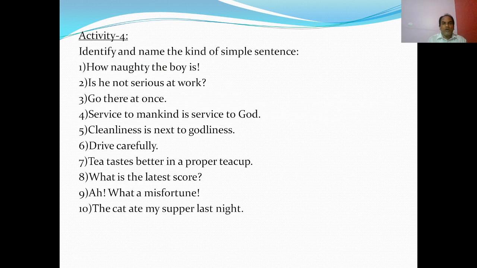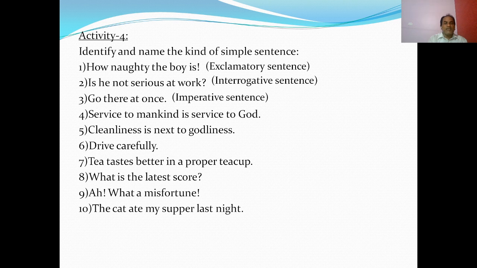Let us do the activity. Identify and name the kind of simple sentence. Ten simple sentences are given and you have to name the kind of sentence. How naughty the boy is! Here, this is an exclamatory sentence. Is he not serious at work? This is a question or interrogative sentence. Go there at once. This is an imperative sentence because it is a command or order.